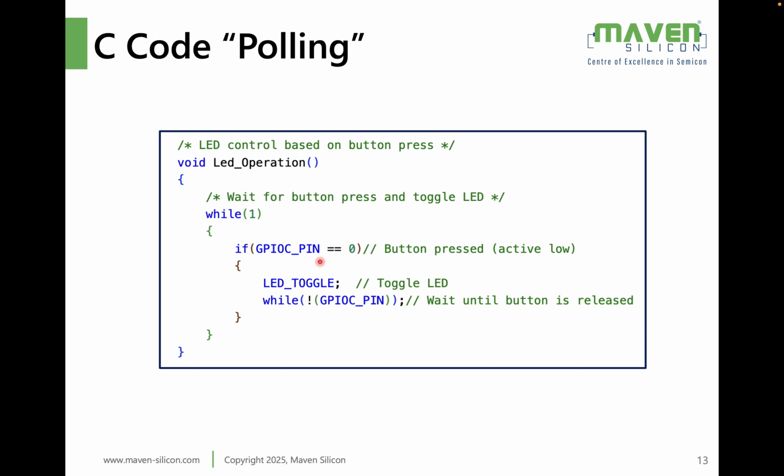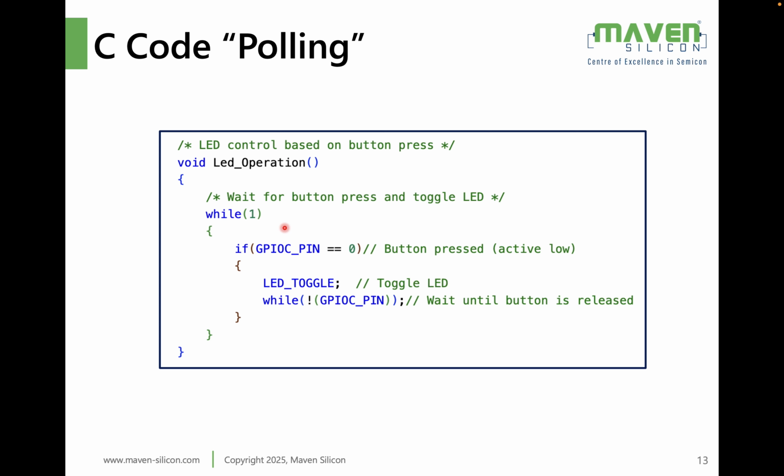Now if the button press is true, it is going to toggle the LED. And again it waits for the button to be released here before accepting the next press. Hence, this process is going to run repeatedly as it is inside an infinite loop. This code finally results in 100% CPU utilization. That's why the polling approach is not a good idea.